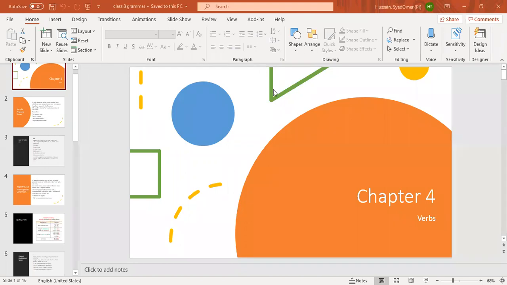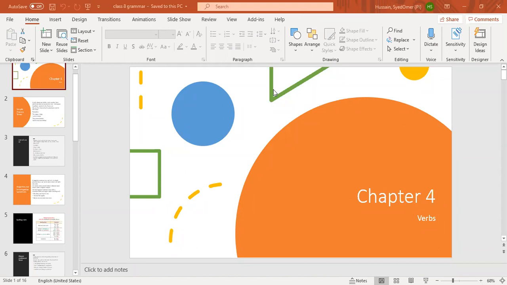Okay, students. Last time we read verbs. Now, like tenses, simple present tense, present continuous tense, present perfect tense. So I'll just revise a little bit and then we will move forward.